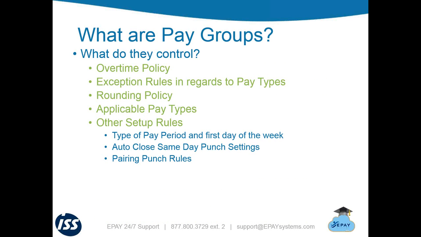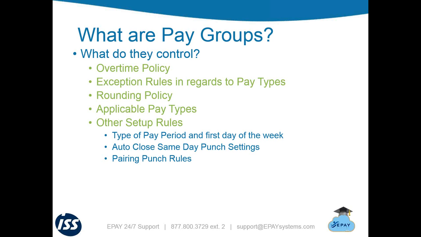Now, what do they control? Well, these pay groups are controlling OT policies. They're controlling exception rules in regards to pay type. So rounding policies, applicable pay types, setups such as punch pairing rules, the type of pay period, and the first day of the week. So we have it pretty easily set that all pay groups are set up with a start date of Saturday. That's pretty cut and dry across the board. However, if we ever have a requirement otherwise that says that we need to start a pay group on Monday and end it on Sunday, then we can actually do that, and we would create a pay group to control that.